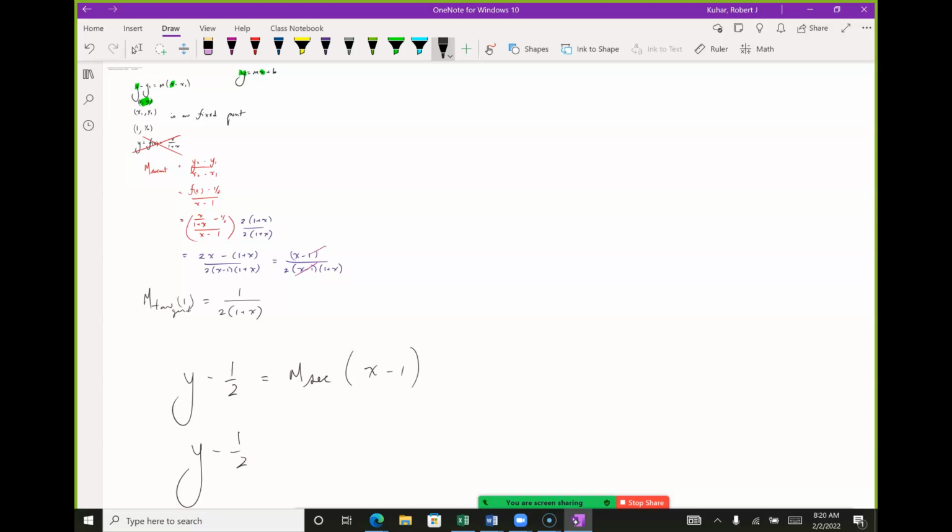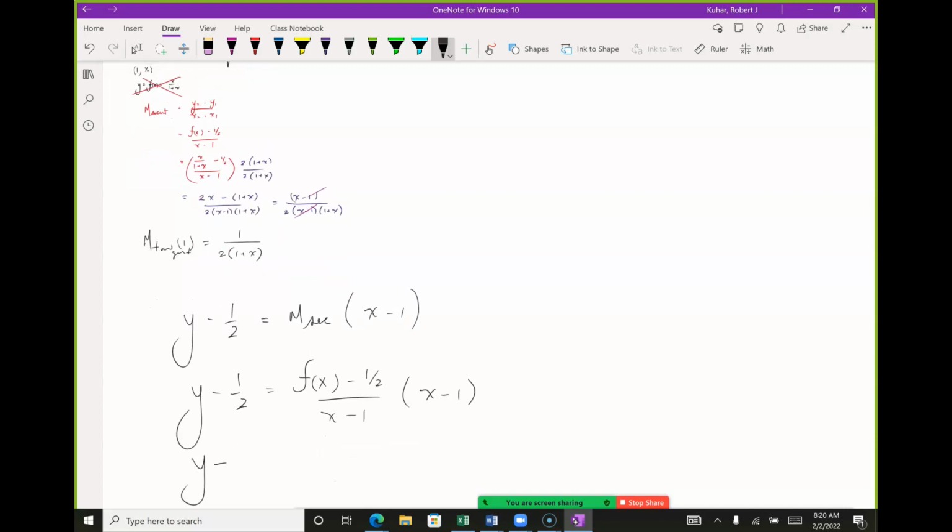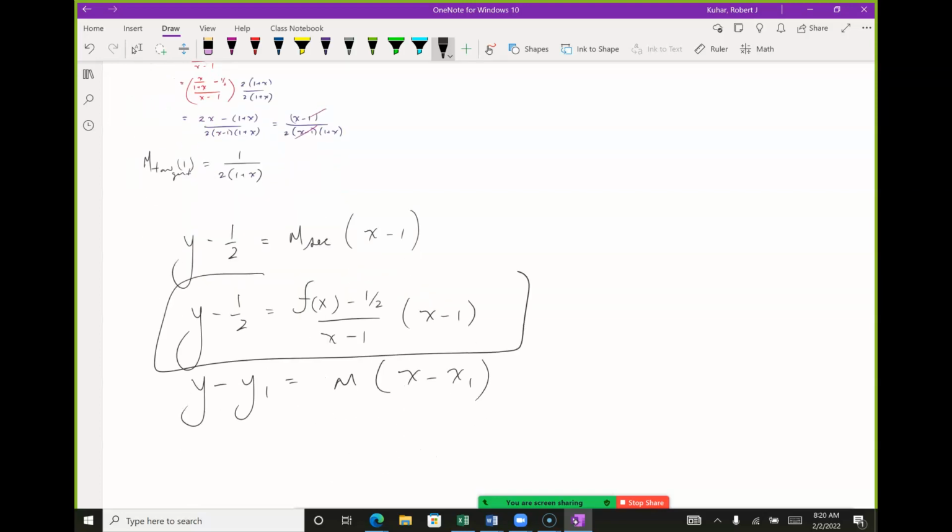Maybe you should see me write that once at least. I need f of x minus 1/2 over x minus 1. So there it is. And this is exactly my y minus y1 equals m times x minus x1. If you're going to get the mathematical tattoo, that's a good one to get. But probably 9th grade or whenever you took Algebra 2.